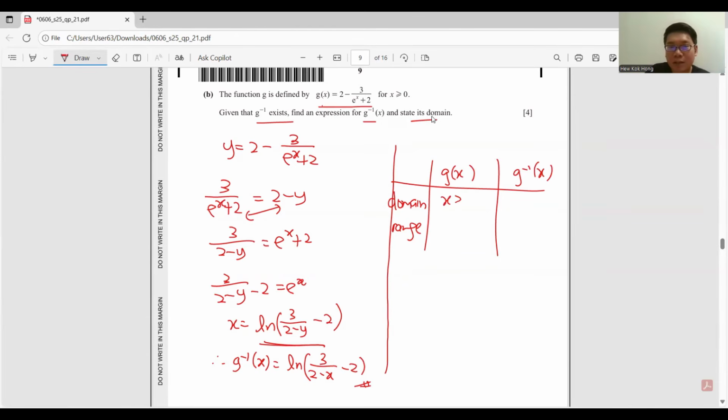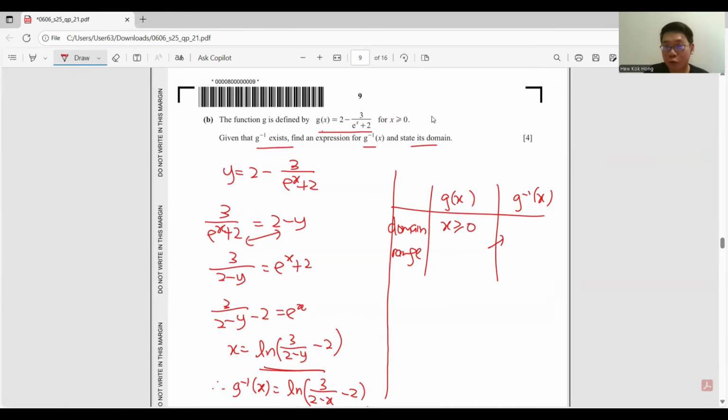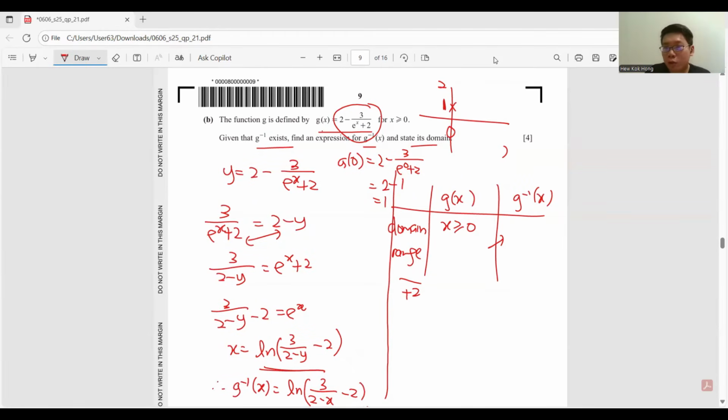Domain for g(x) is this. We need to check the range of g(x) so we will know the domain for g inverse. This graph, we don't know what the shape of it is. There's one arrow here, so we check when x equals 0, what is the value. So this is 2 minus 3 over 3, which is 1. So it starts from 1. Continue to the right, so it will be infinitely big.